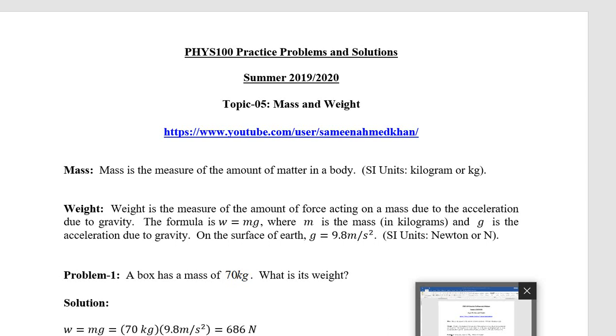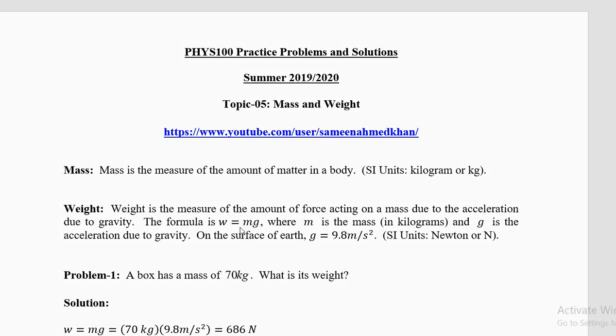Now it is fixed. It does not change except in relativity. In ordinary mechanics, it does not change. Now what is weight? See, if you hold something in your hand and leave it, it falls to the ground. The earth pulls it. So weight is the measure of the amount of force acting on a mass due to the acceleration due to gravity. The formula is W equal to mg, where m is the mass in kilograms and g is the acceleration due to gravity.